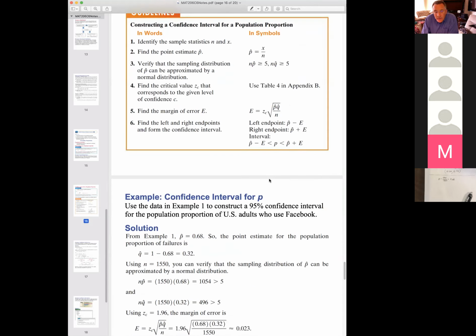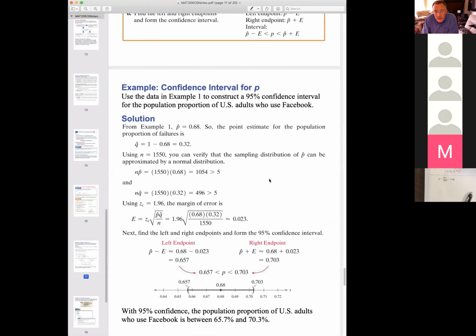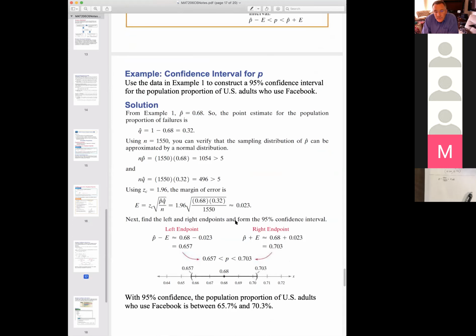So let's see if we can do that. Here's one all nice and worked out for you. I'm going to try the same one using the calculator so that you can see it worked out on the calculator.